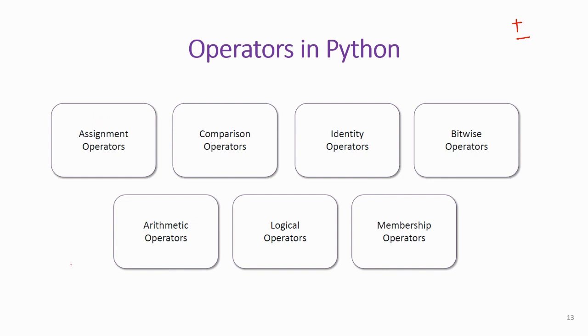Here these are the types of operators possible: assignment operator, comparison operator, identity operators, bitwise, arithmetic, logical, and membership operators. We will just see what operators are available. We will not go into the details. We will see these operators for the time being, and whenever an application comes, I will show the corresponding operator there.